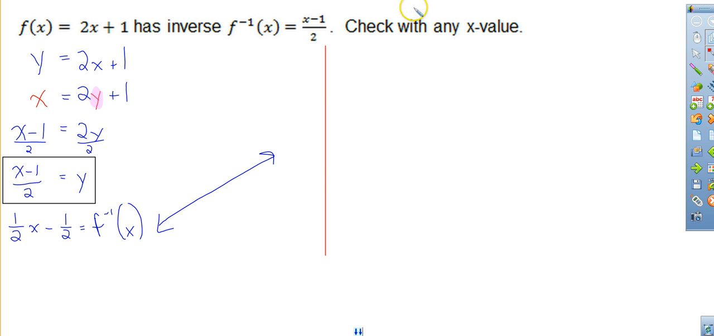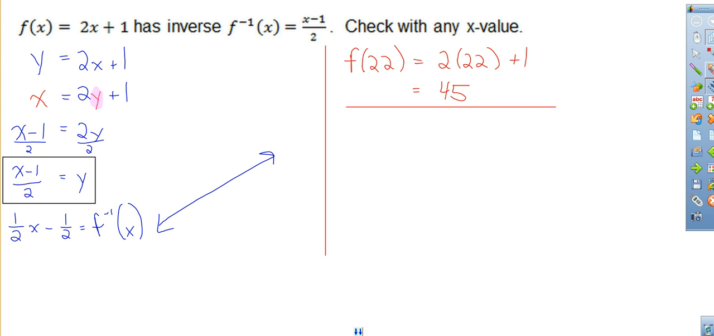Alright, so I would like to check with an x value to see if this is actually an inverse. I'm going to use my lucky number of 22 again. I'm going to evaluate f of 22 using the original function. So 2 times 22 plus 1 will give me 45. Now what we're saying is, if this is in fact an inverse, if I take that result of 45 and plug it into the inverse function, let's see what happens. So 45 minus 1 is 44, divided by 2 is 22.